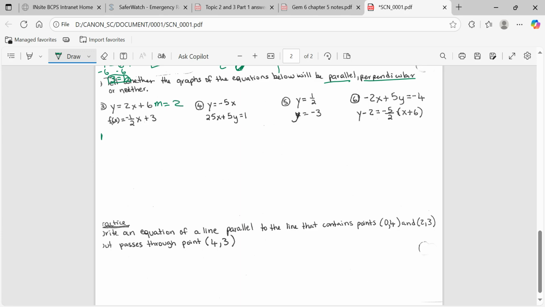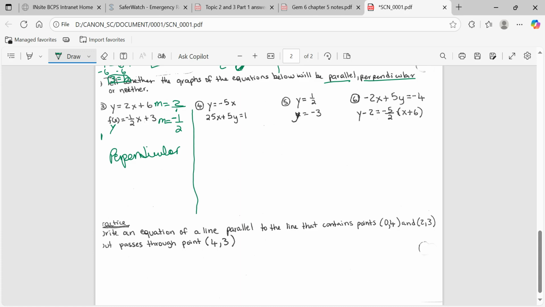The second one, f of x is the same as y. So y is equal to negative 1/2 x plus 6. I could tell the slope again here. The slope is negative 1/2. Well, 2 is like 2/1. Positive 2/1, negative 1/2. Ooh, opposite reciprocals. So these two lines are going to be perpendicular.